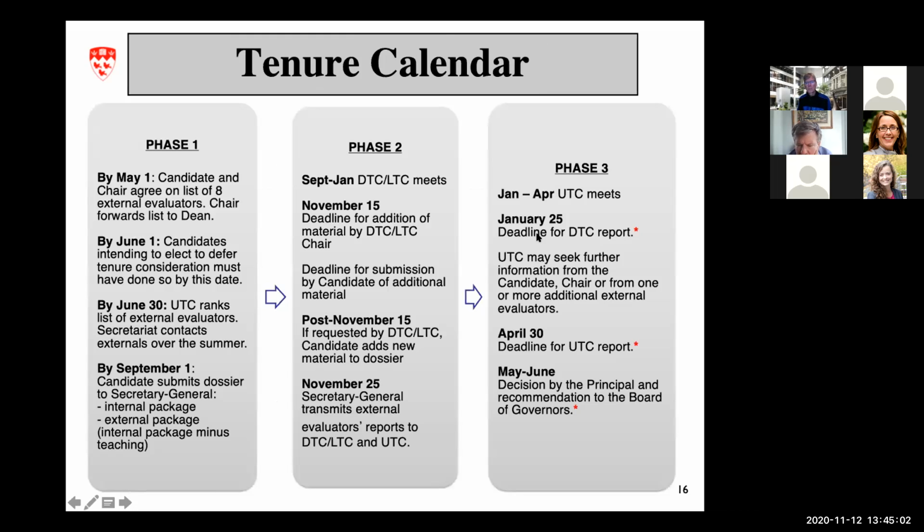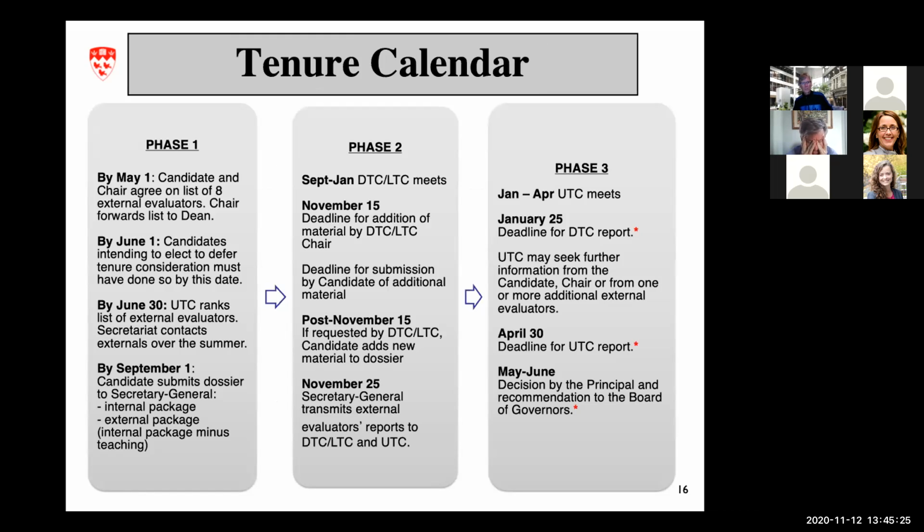So here's the process for assessing tenure. Phase 1 starts on the 1st of May of the tenure year and begins with the process of listing the externals. The chair and the dean agree to the list, and the UTC then ranks it, and by September 1st, the file goes to the Secretary General.